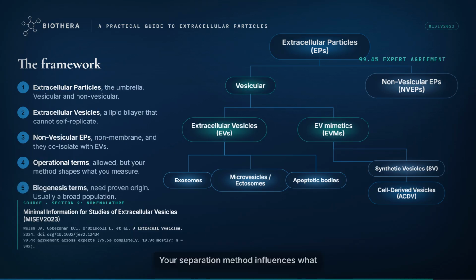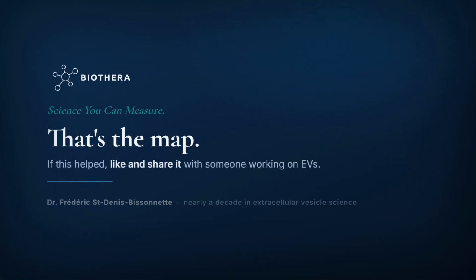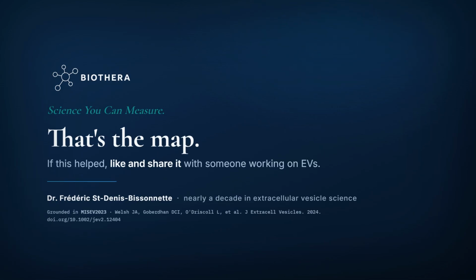Your separation method influences what you're actually measuring. Number five, biogenesis terms like exosome and ectosome require demonstrated subcellular origin. In most conditions, you're studying a broad EV population, not a pure subtype. I hope this clarifies the nuances between the different terms we use in the EV field.